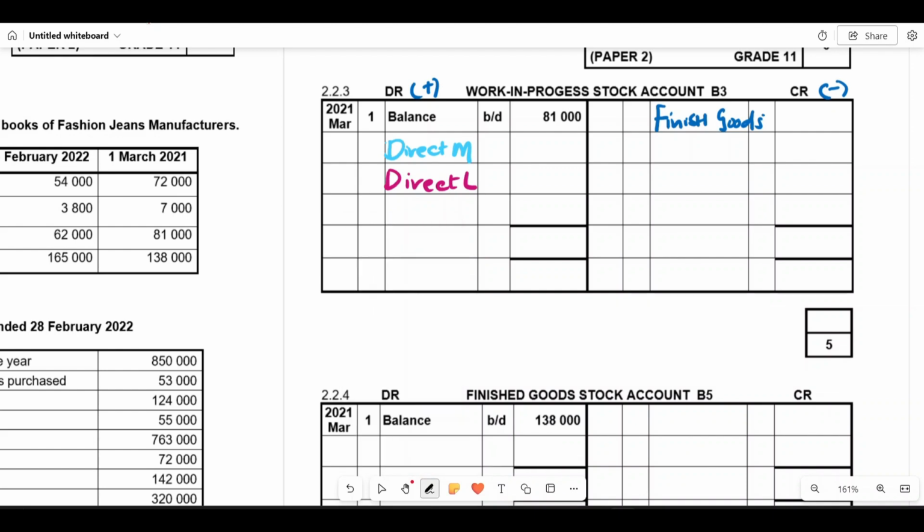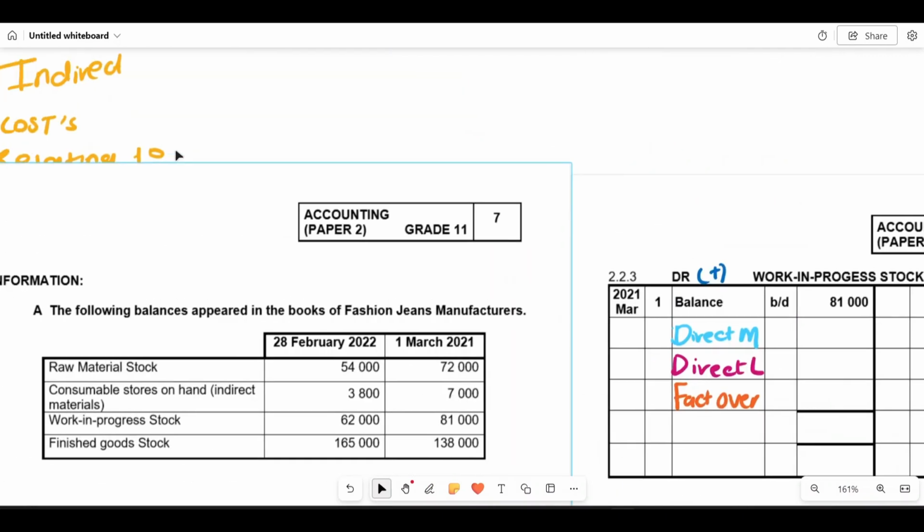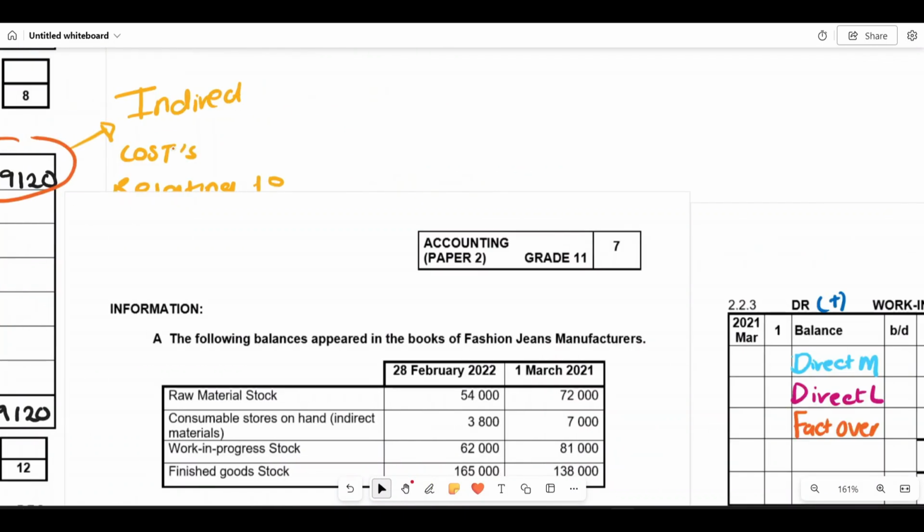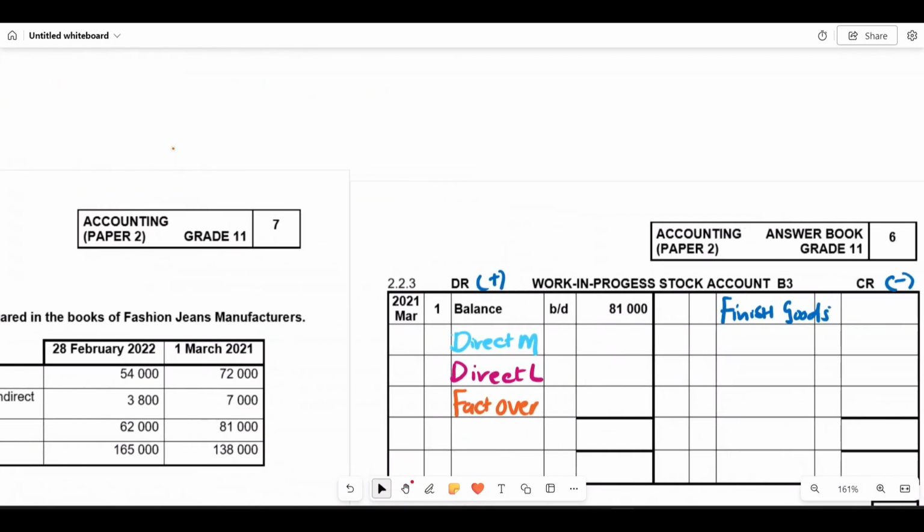Your factory overhead. Now remember, we said the factory overhead balance we've calculated before. We're going to transfer it to this work in progress account, right? So factory overhead. Now, what is that balance? Let me go and classify that balance. So here is our balance on our factory overhead that we need to transfer to our work in progress, 579,120. So I'm going to write this amount here.